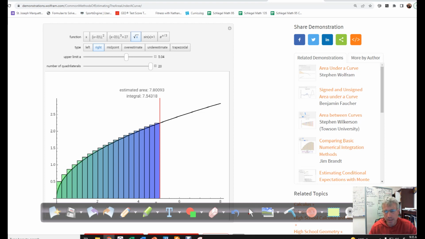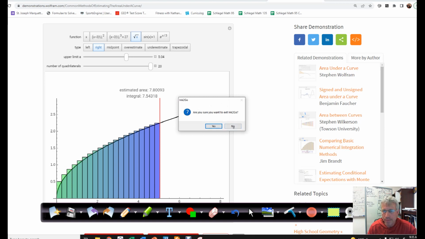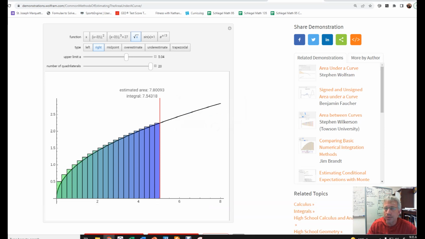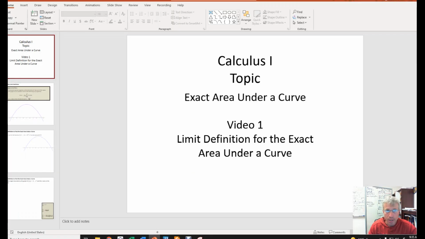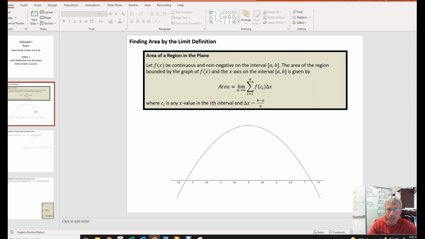So the big idea is that what you really want to do is let the number of rectangles you're using to estimate the area go to infinity. We want to take the limit as the number of rectangles goes to infinity. So here's the big idea.